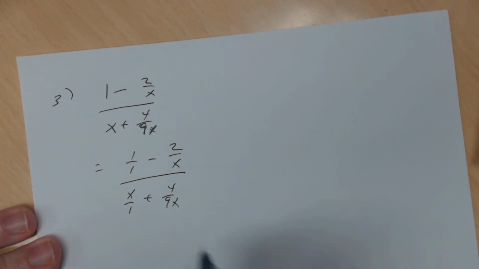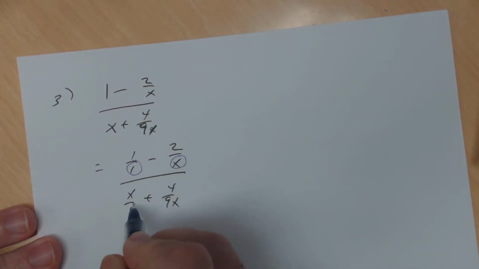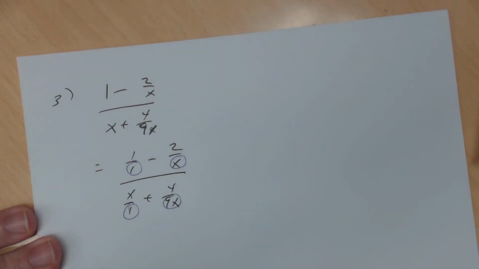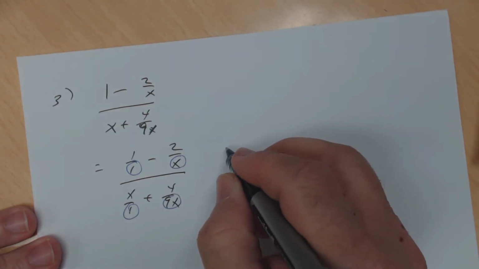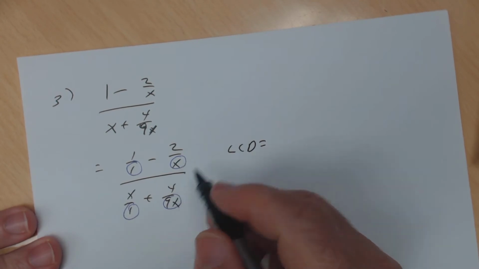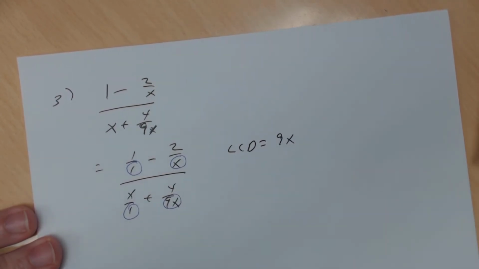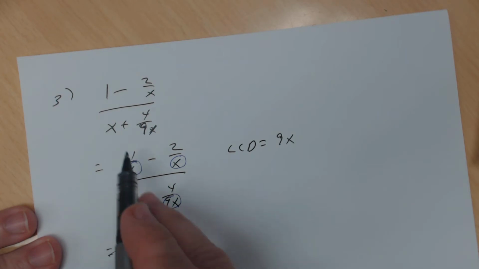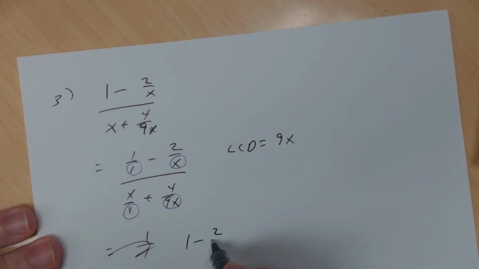And I'm going to circle all these denominators. And based on those 4 things I have circled, I got to find the LCD. So the LCD is just 9x. Alright, so the next thing you do is you multiply. I'm going to rewrite this over. I'm going to write it as 1, the original 1. So 1 minus 2 over x divided by x plus 4 over 9x.